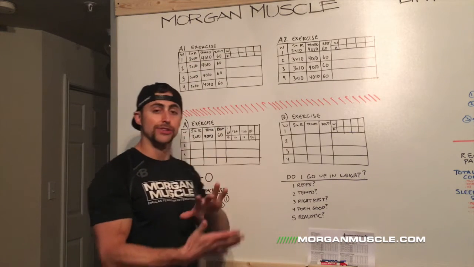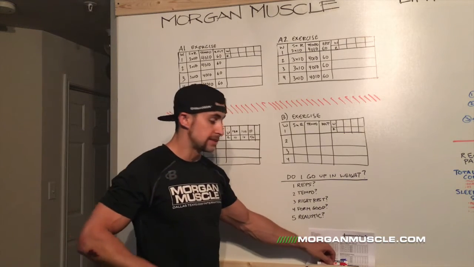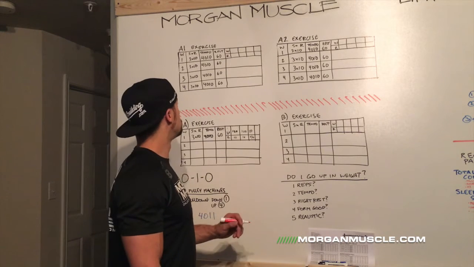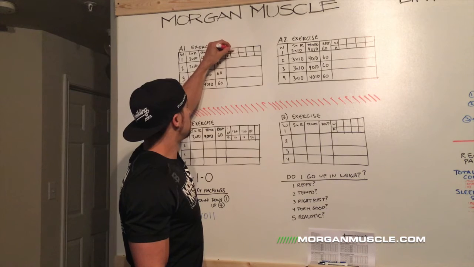Okay. You got to ask yourself a few questions. If you check off all 5 of these things, then it's time to go up in weight. So let's say I'm doing those squats and we're doing 10 reps of squats and I'm doing 225 pounds.